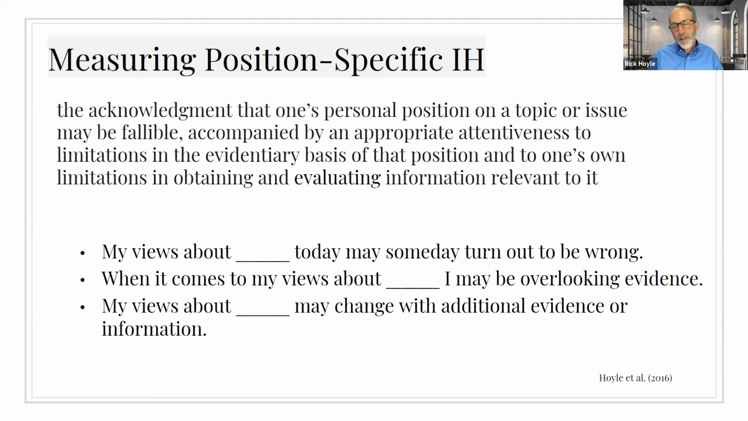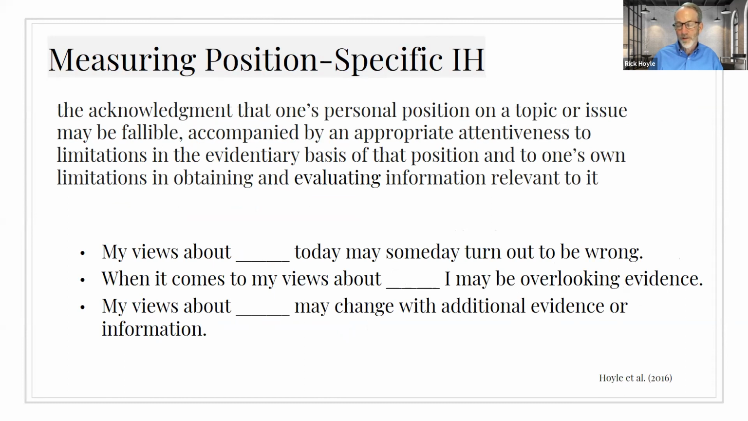So how do we assess this? Most of the work we've done uses 3 rather straightforward items. One point I want to make, well, 2 things I'll say about this measure. One is that you'll see there's a blank space, and that's for essentially putting in the issue or topic that one cares about. Importantly, however, and this will be relevant in a moment, these items are very much like the items on the dispositional IH scale.